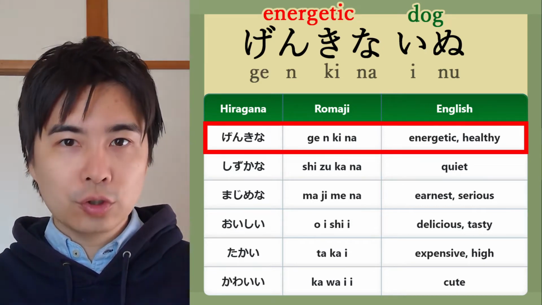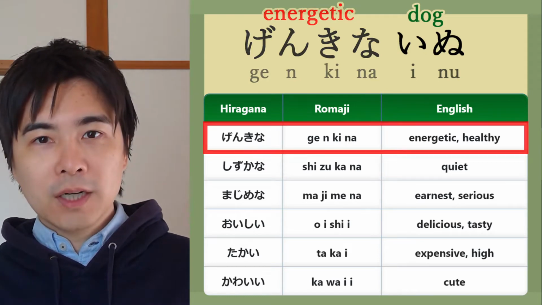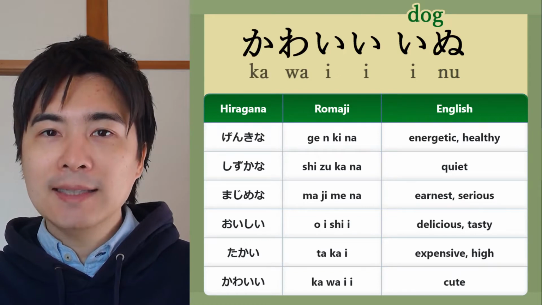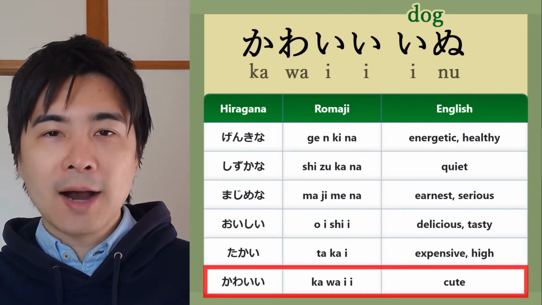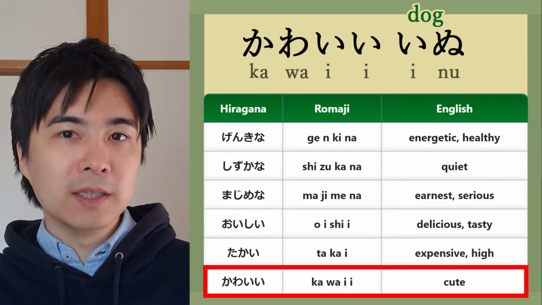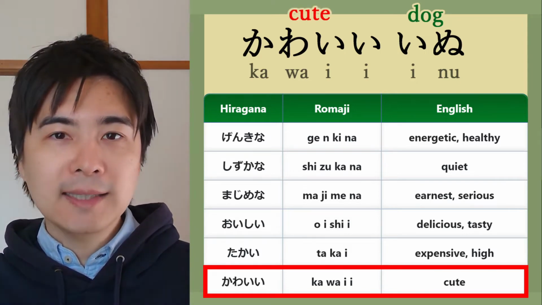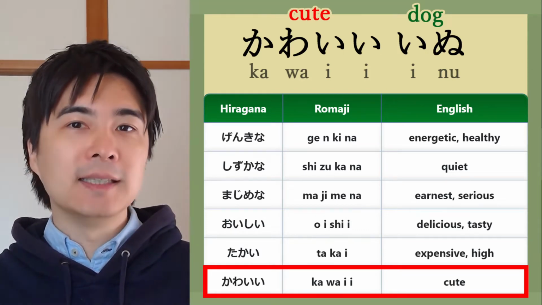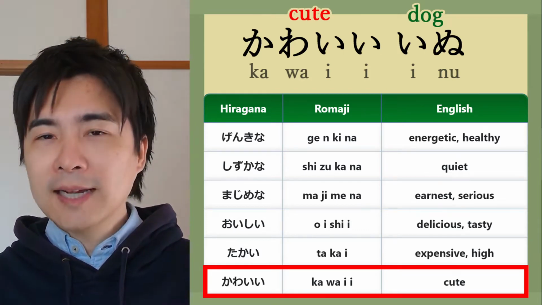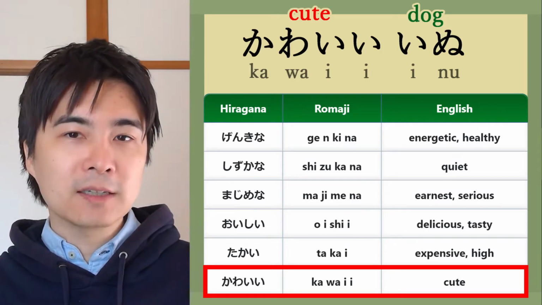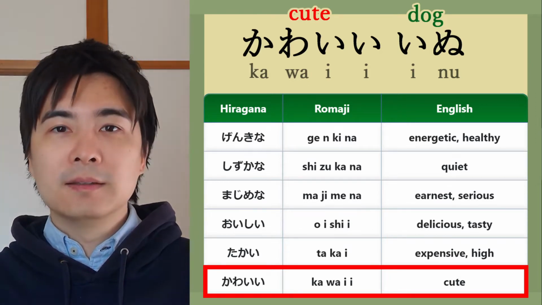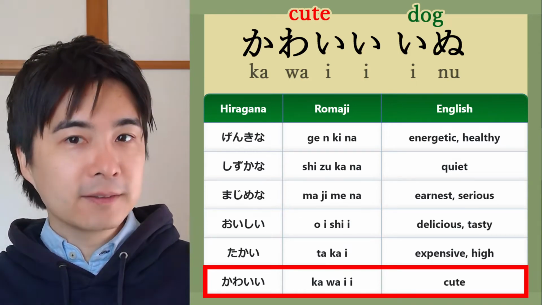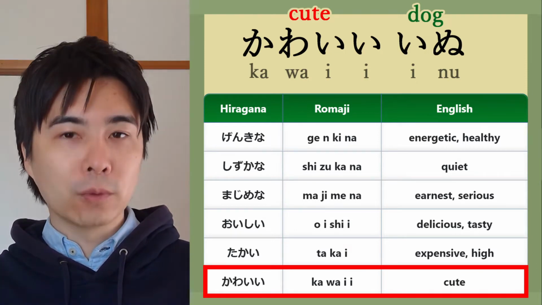Or if you want to say cute dog, you can say かわいい犬。かわいい is an I-adjective meaning cute. So かわいい犬 means cute dog. Like these examples, you can put the Japanese adjective in front of a noun. Then the adjective modifies the noun. It's the same as English, right? Maybe it's not that difficult for now.